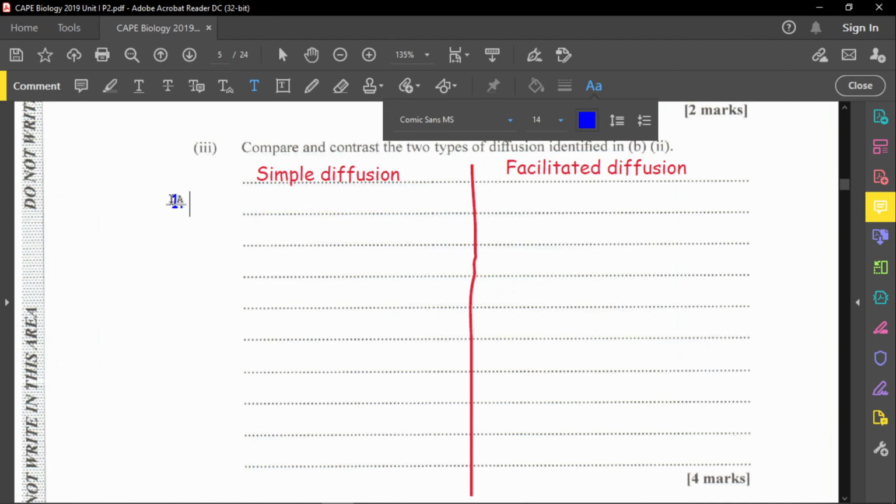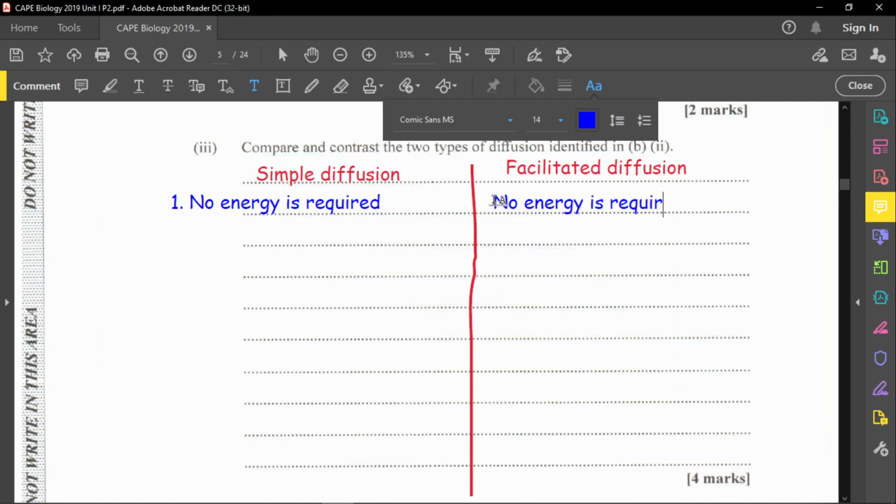So the first thing about these is that no energy is required for both of them, all right? And here I'm going to say again, no energy is required. So that's number 1, no energy.